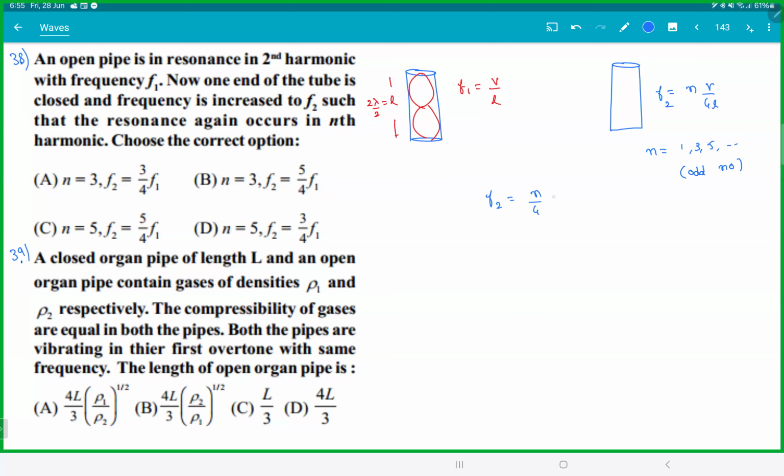V by L is F1, and n should be an odd number. So F2 can be F1 by 4, or 3F1 by 4, or 5F1 by 4, and so on. See which option matches. I think I can take n is 3. If I put n is equal to 3, that will be 3V by 4L, so F2 will be 3F1 by 4. The first option matches. n is equal to 5, the C option also matches. A and C, two answers are there. Make sense?